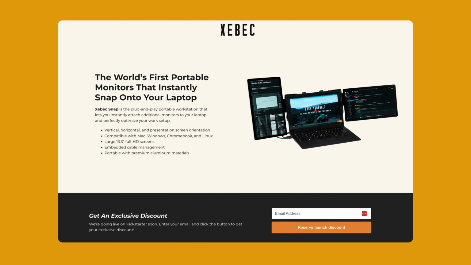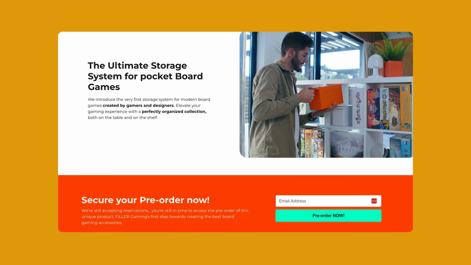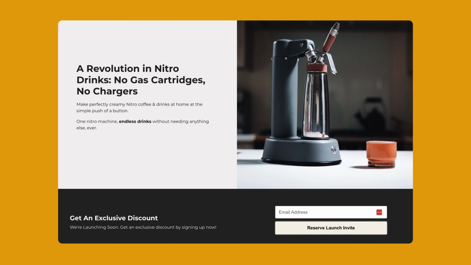Another way to validate an idea is using the waitlist method. To do this, build a landing page and collect emails, enticing customers to sign up early by the prospect of getting early access or an early bird discount. But hands down, the most effective way to validate an idea is through crowdfunding.